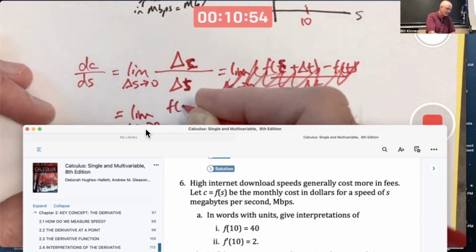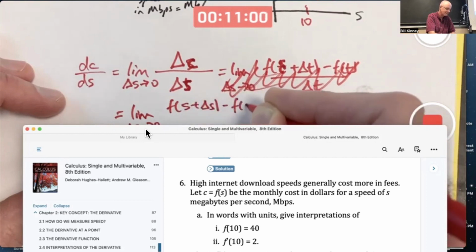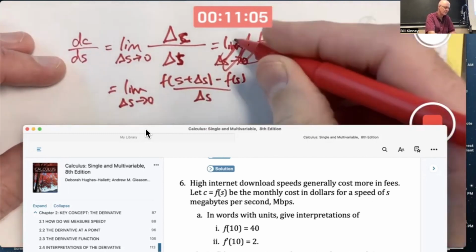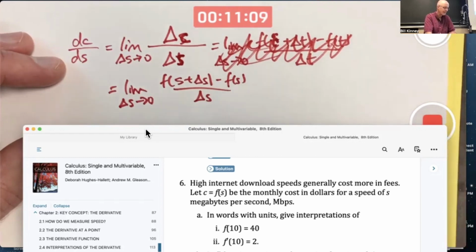F of the independent variable is s, not t. f of s plus delta s minus f of s, all divided by delta s. This is the same kind of limit we saw before, except we're using different notation. s is like x. Delta s is like h. This is like f of x plus h minus f of x all divided by h.